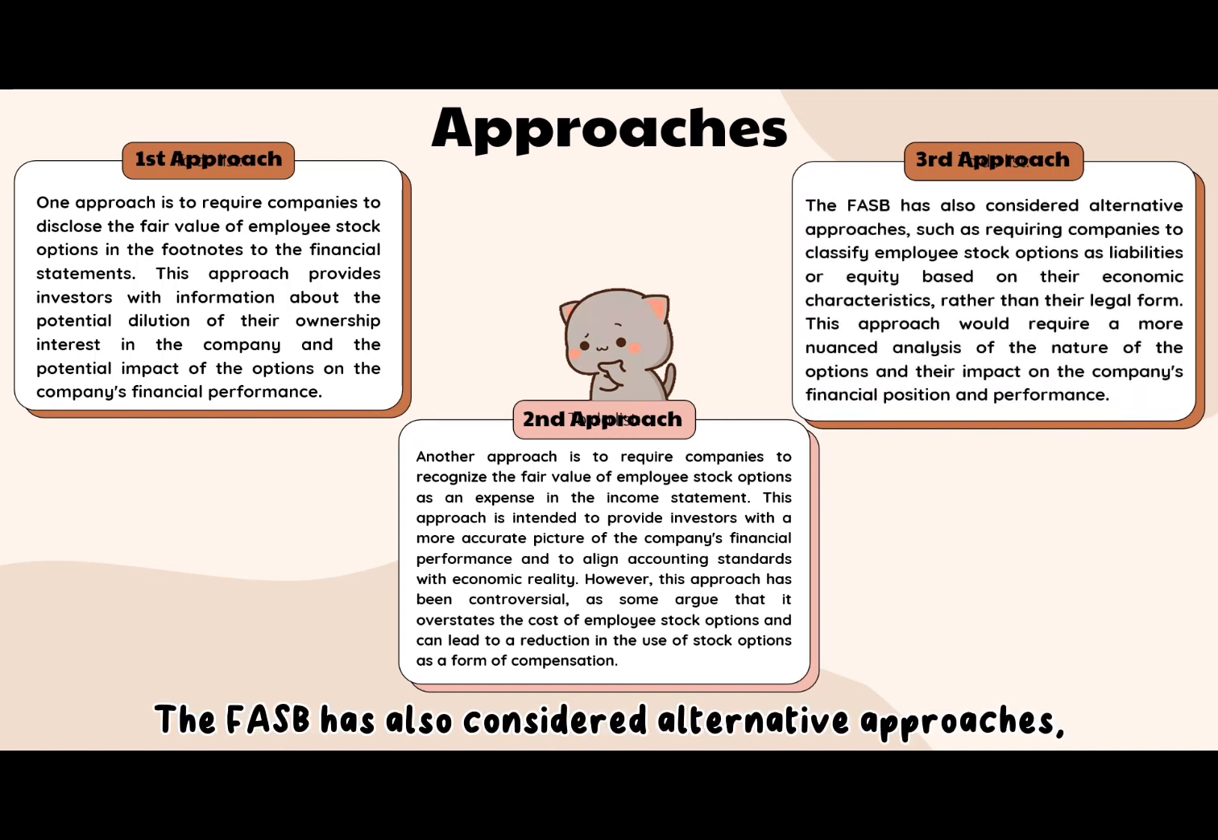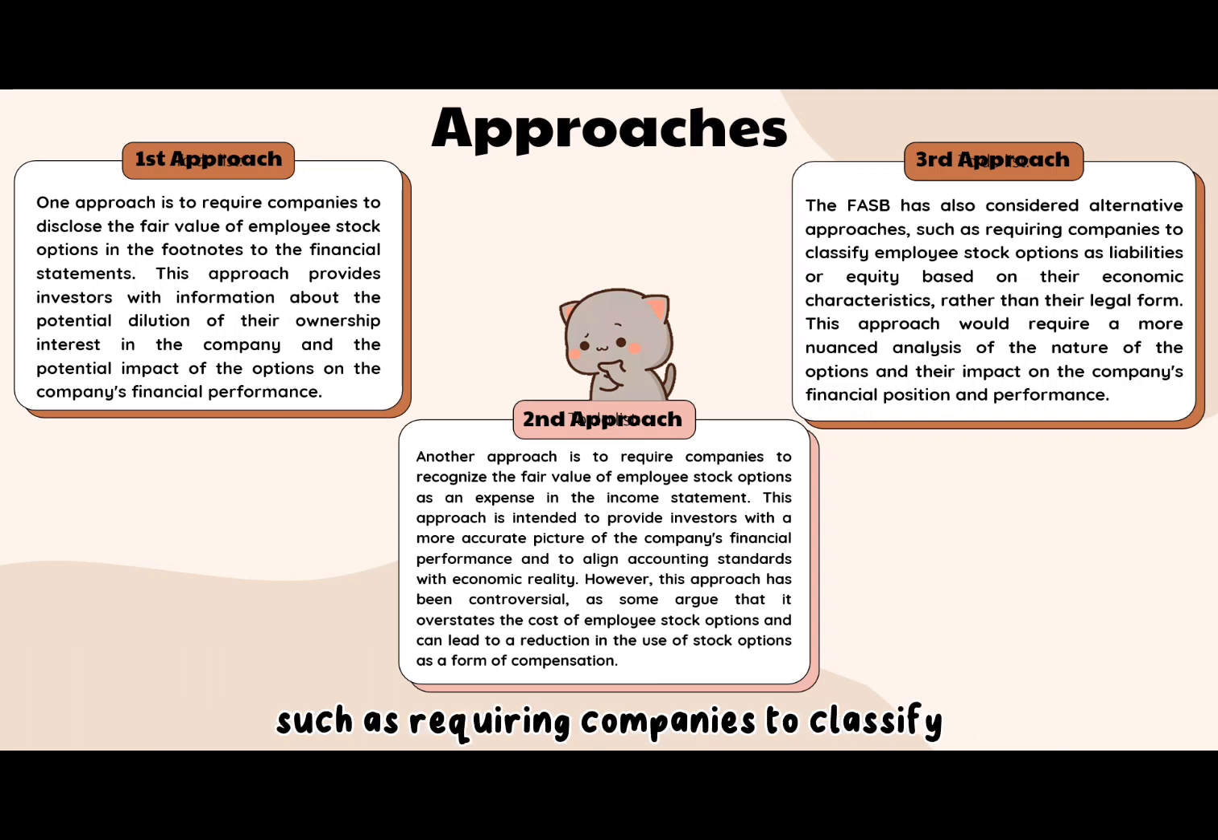The FASB has also considered alternative approaches such as requiring companies to classify employee stock options as liabilities or equity based on their economic characteristics rather than their legal form. This approach would require a more nuanced analysis of the nature of the options and their impact on the company's financial position and performance. Overall, the FASB has sought to balance the need for transparency and accuracy in financial reporting with the practical consideration of implementing accounting standards that are understandable and useful to investors and other stakeholders.